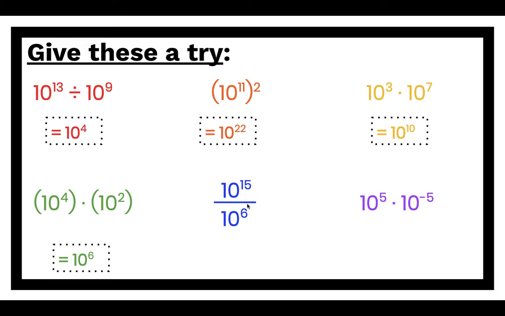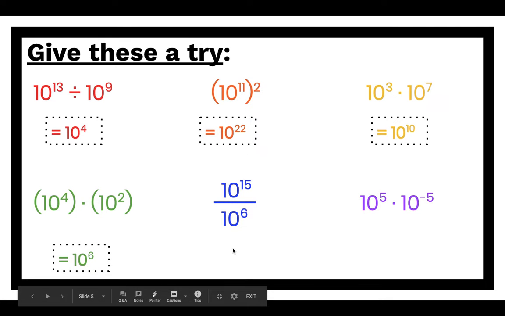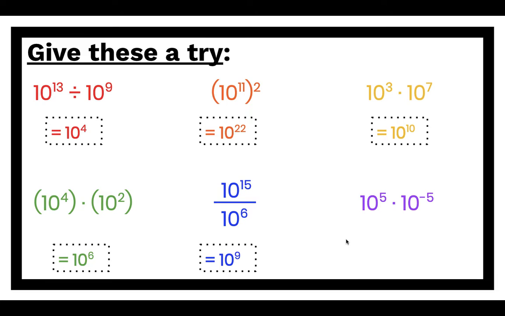This one is dividing our powers of 10. In our rule, we have to subtract our exponents and keep our base. So keep our base of 10. 15 minus 6 is 9. So it's 10 to the 9th power. And this one is going to be similar to the multiplying ones. So our rule was keep our base of 10 and add our exponents. So 5 plus negative 5 is 0. So 10 to the 0 power, which equals 1.